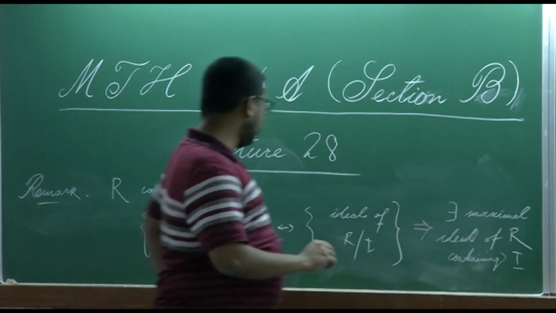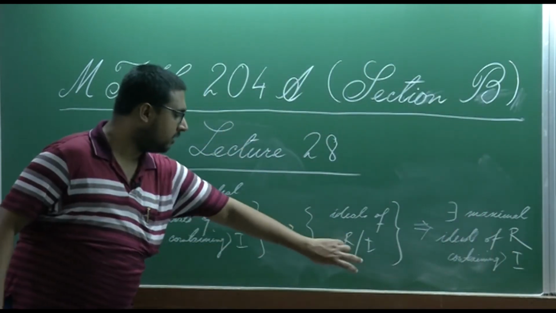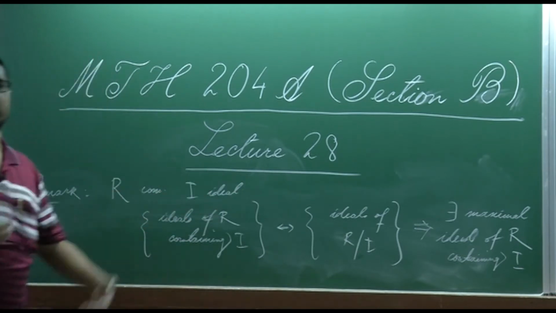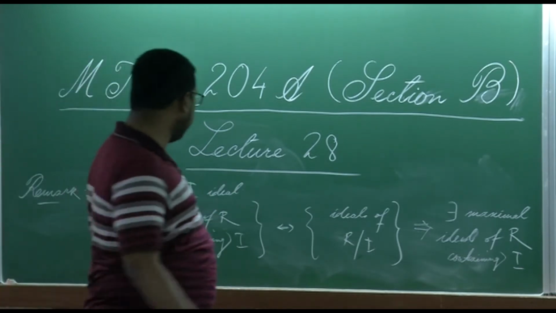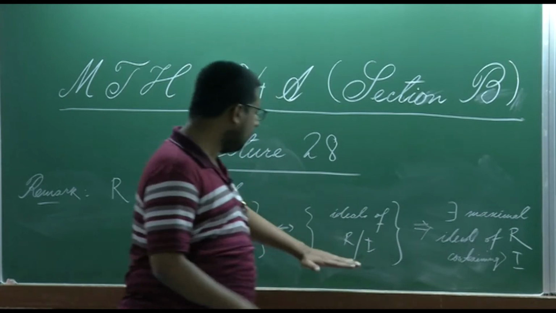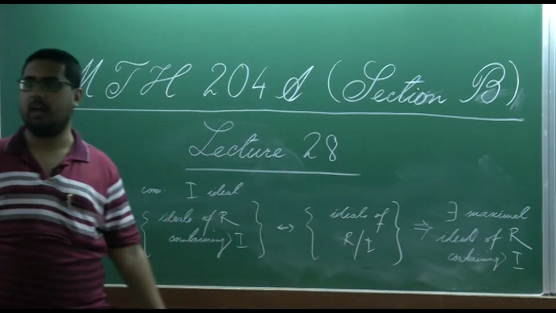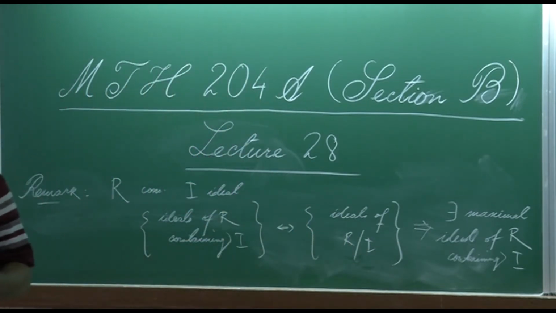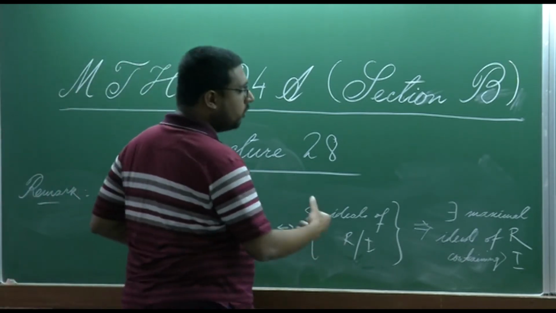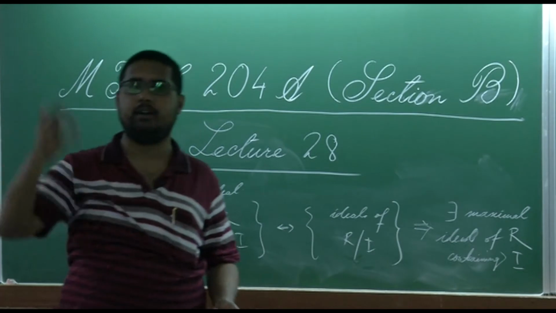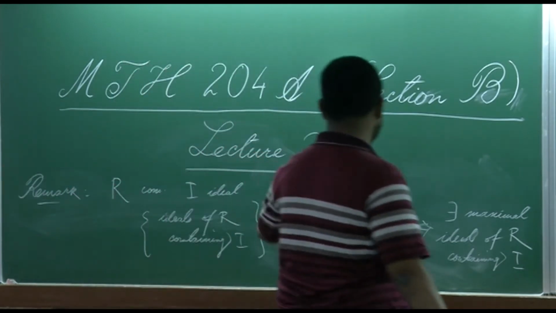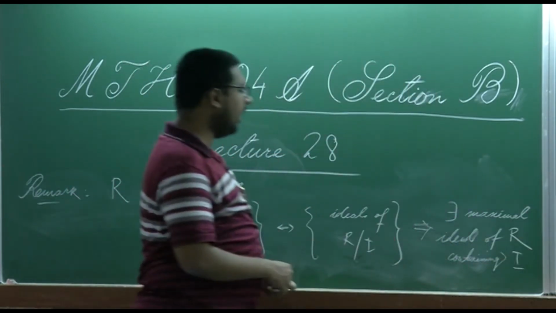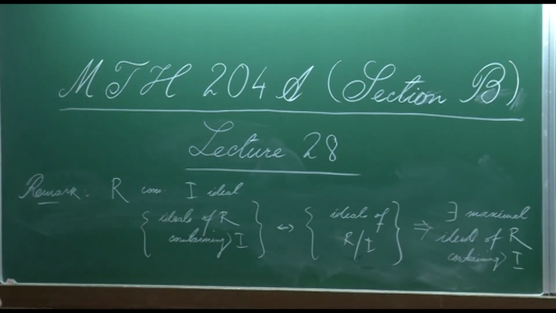How? So, the maximal ideals here and the maximal ideals here are in one-to-one correspondence. Now remember that R modulo I is also a commutative ring, so it will have a maximal ideal. Therefore, in view of the existence of a maximal ideal for any commutative ring and this correspondence theorem, we also derive that given any proper ideal, of course.